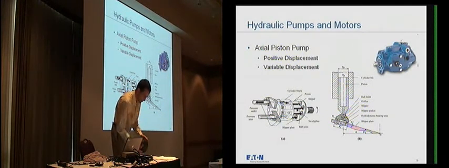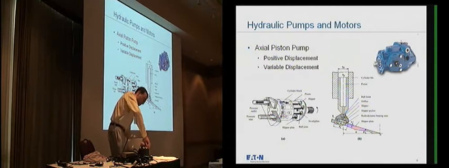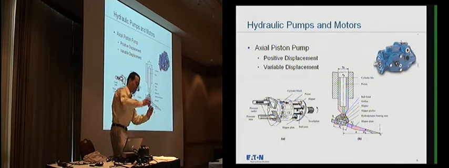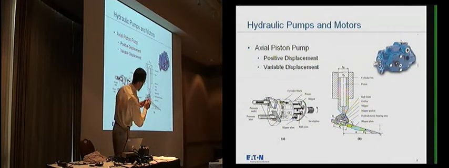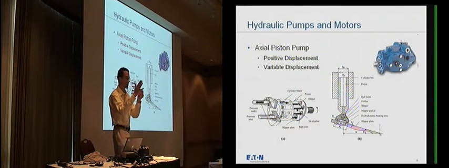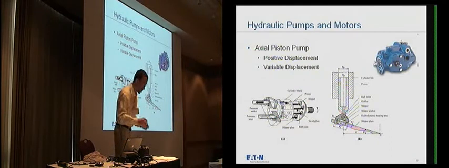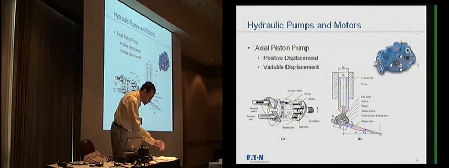On the other side of the pistons, I'll pull one of these guys out, is a ball joint. And attached to the ball joint is this thing here called a shoe or a slipper. And it's kind of tough to see, but there's a hydrodynamic bearing on this side of the shoe. What this shoe does is it rides on a flat plate of metal called a swash plate.